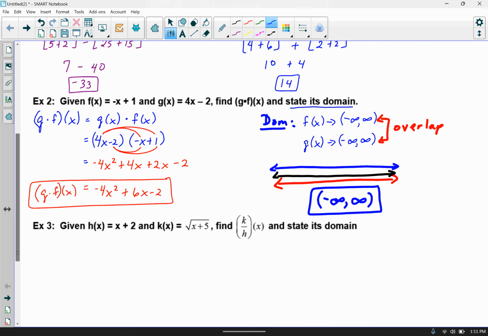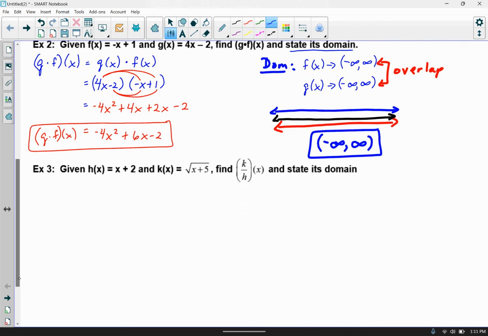Okay. All right, we'll come on down then to example 3. This time I have given you an h function and a k function. I'm asking us to find k over h of x and then also state its domain. All right, so remember this is what you're asked to find, k over h of x. So that means k of x divided by h of x.